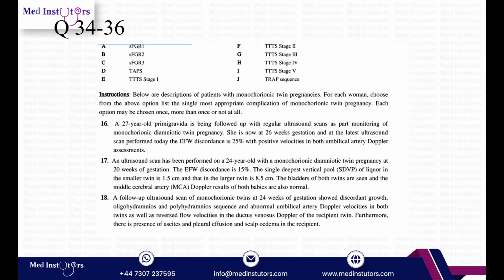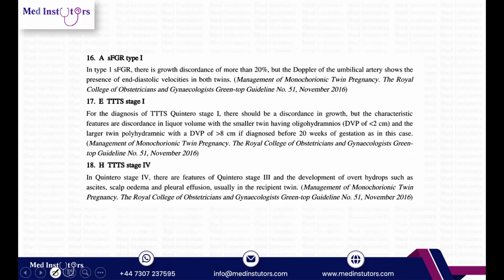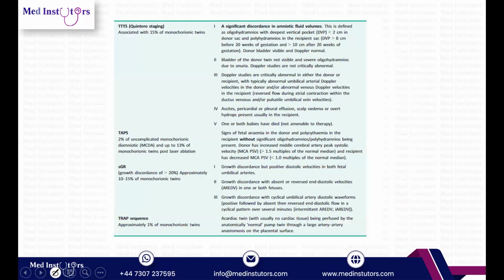A 27-year-old primigravida is being followed up with regular ultrasound scans as part of monitoring of MCDA twins. She is now at 26 weeks. There's a discordance of 25% with a positive velocity in both umbilical artery assessments. So this is FGR. Correct answer is A, E, H. Very well done, guys. I'm just giving all this table from the guideline. AEH, correct.